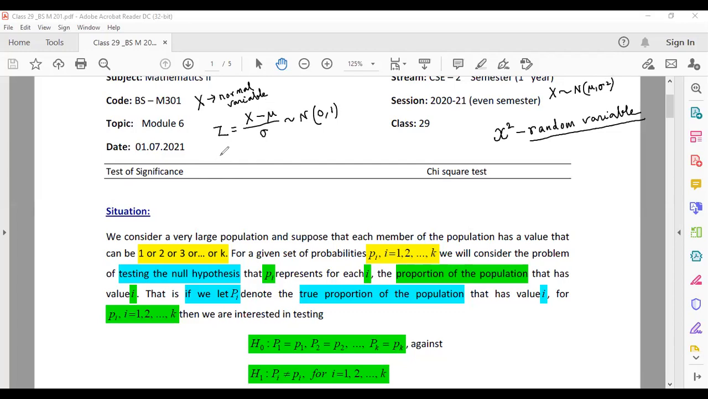Now, if someone takes the square of this normal variate, suppose I write Z square instead of Z. So that will become ((x minus mu) by sigma) whole square.